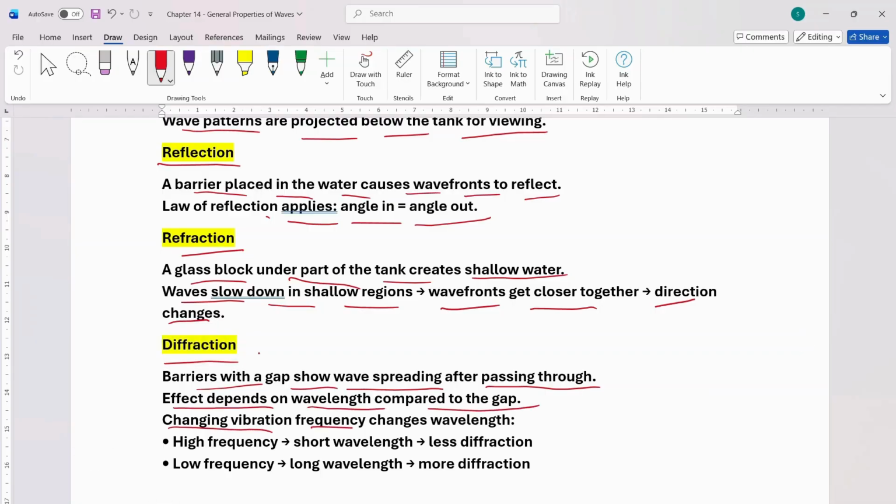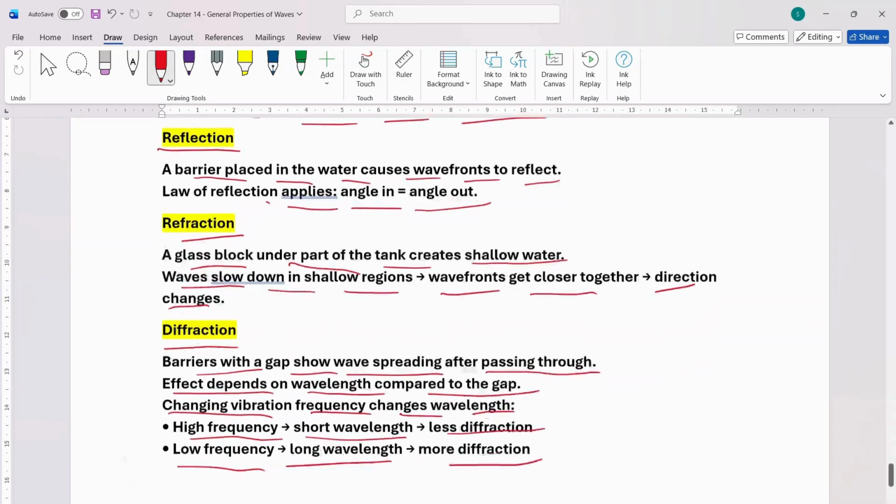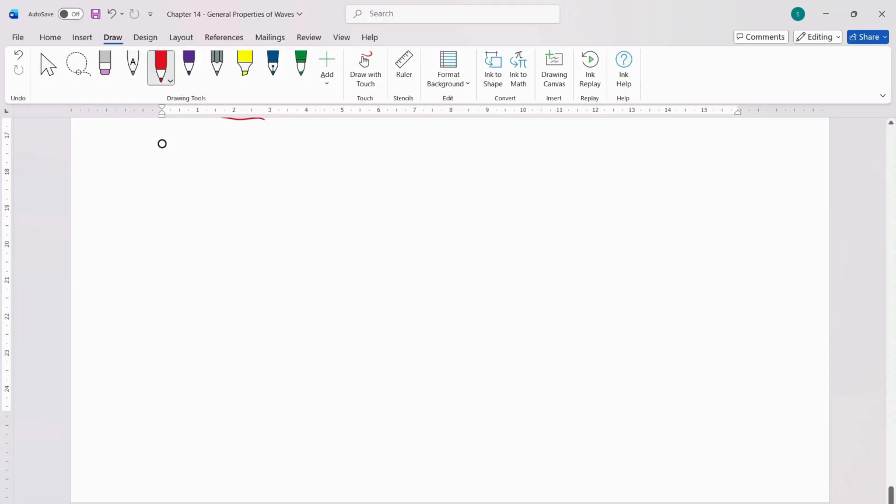Changing the vibration frequency changes the wavelength. High frequency, short wavelength, less diffraction. Low frequency, long wavelength and more diffraction. With this we have finished our chapter. See you in our next chapter.